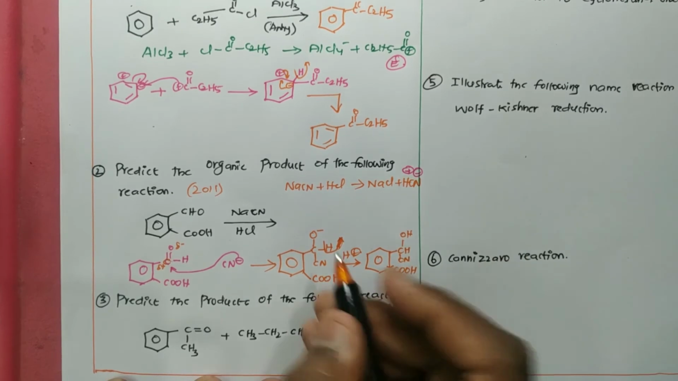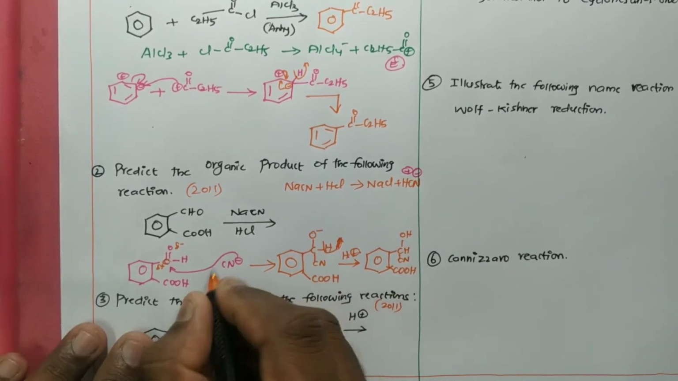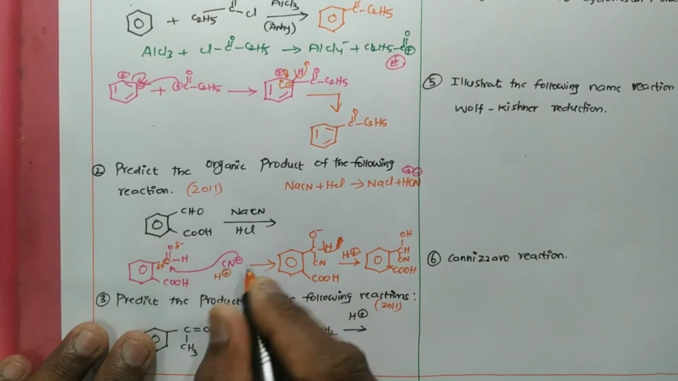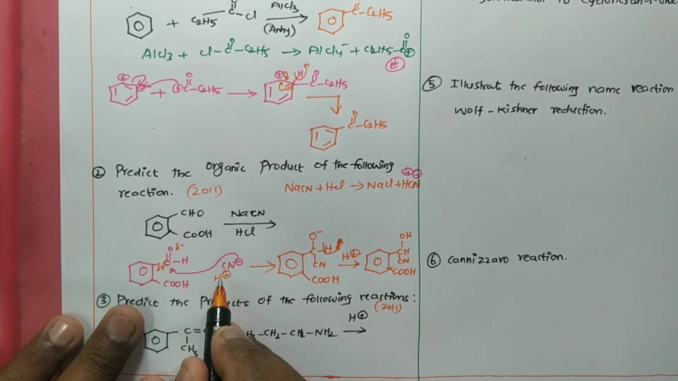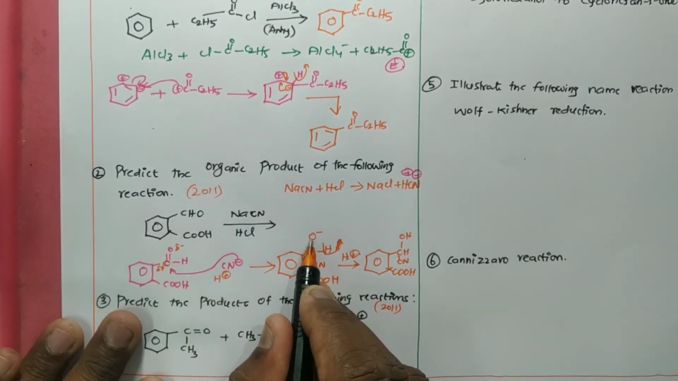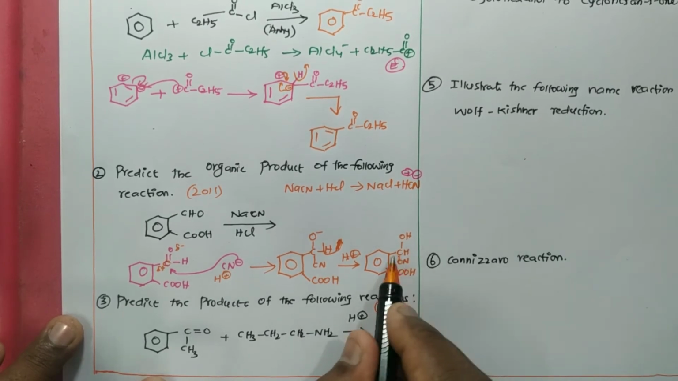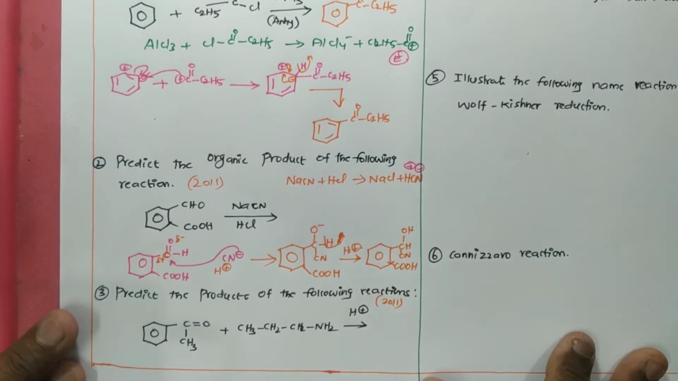Are you able to understand? Here H plus and CN minus are there. The CN minus will come and attack. The remaining H plus will be easily attached with this O minus to form OH. So that's what I will be getting, a cyanohydrin.